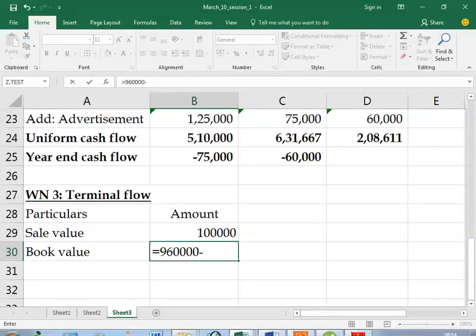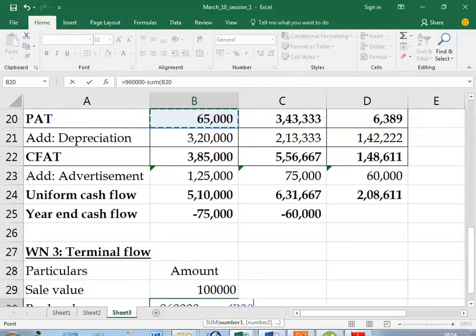Book value is nothing but 9,60,000 minus the 3-year depreciation. In short, the WDV value at the end of third year. 9,60,000 minus the depreciation which you have charged for 3 years.